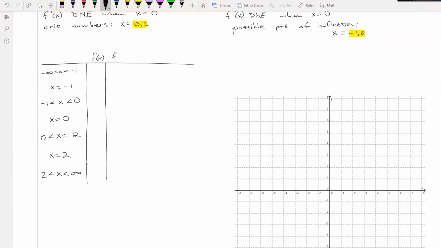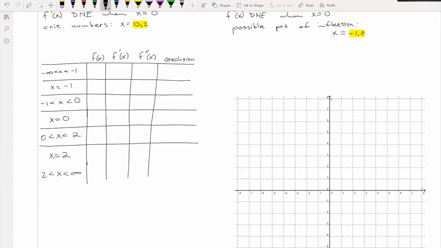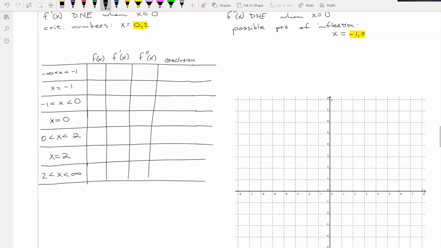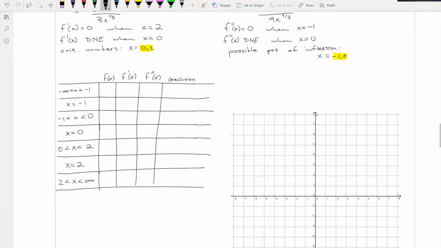We're going to find f prime of x, whether it's positive or negative, and f double prime of x, whether that's positive or negative. And all that will hopefully give us some worthwhile conclusions. Let's go ahead and plug in -1, 0, and 2.